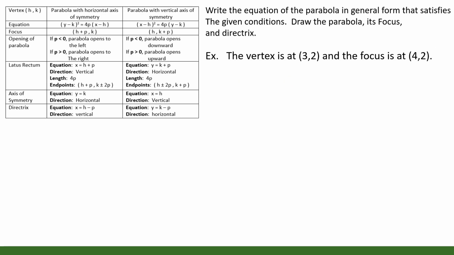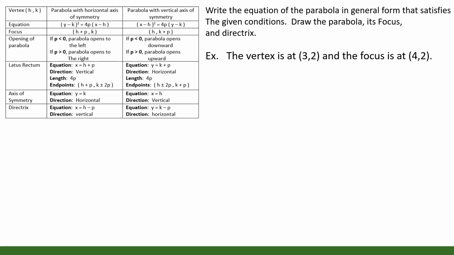And for our last example, write the equation of the parabola in general form that satisfies the given conditions. Draw the parabola, its focus and directrix. Given the vertex is at (3, 2) and the focus is at (4, 2).